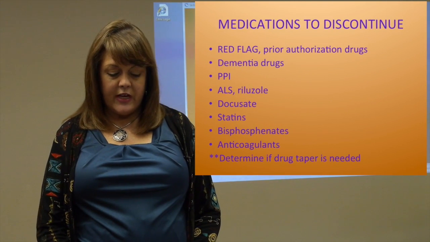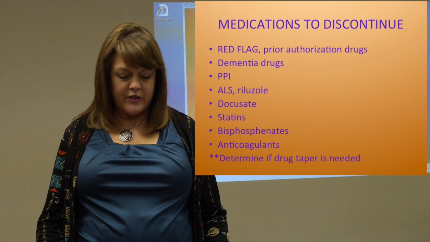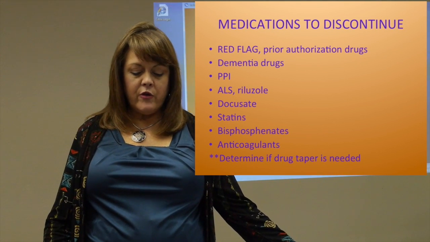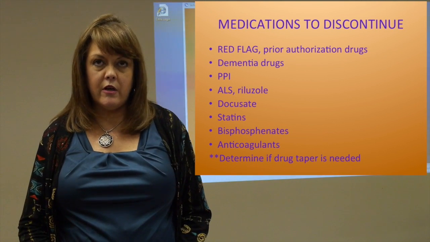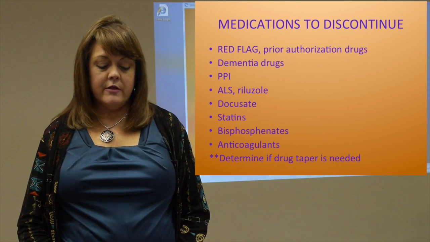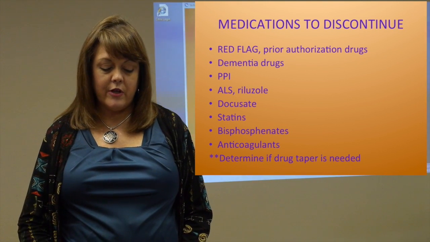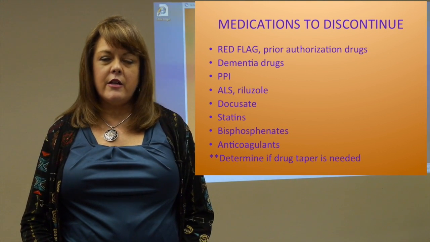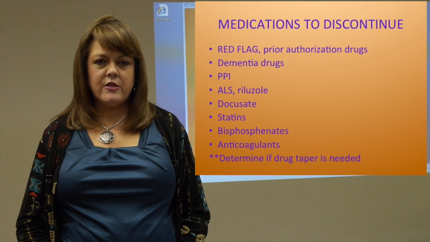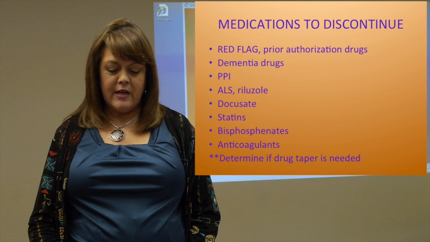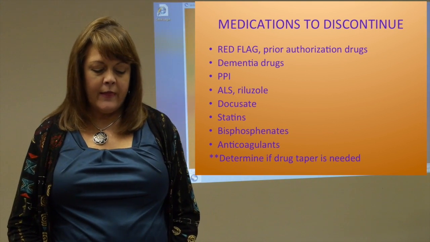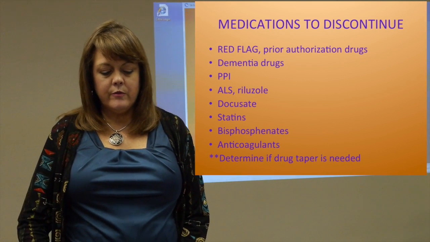These are some general categories of medications to discontinue. We'll go over these when we talk about the formulary, but we will have a list of what we call red flag drugs or prior authorization drugs. These are drugs that cost a lot of money and generally have substitutes that are cheaper or more efficacious and can be used in their place.